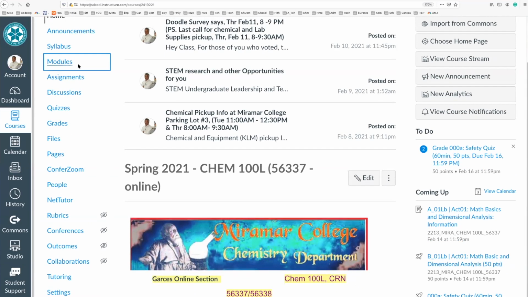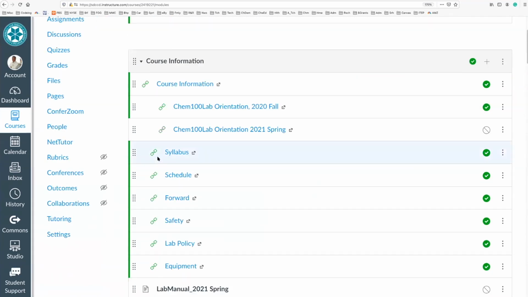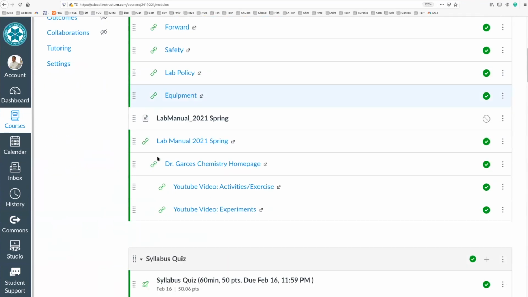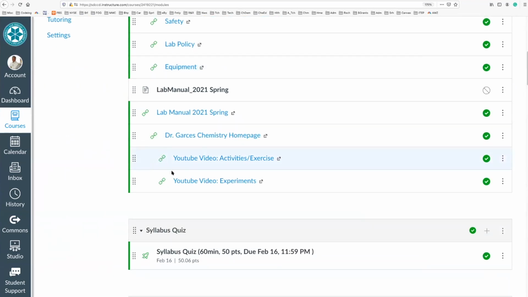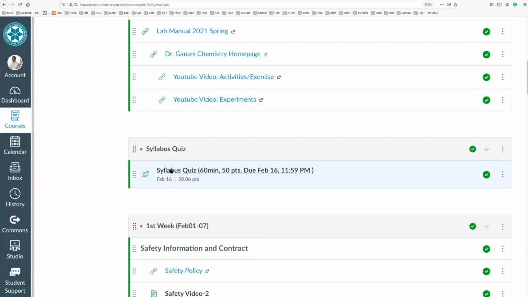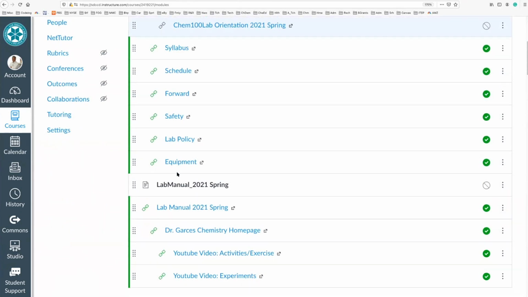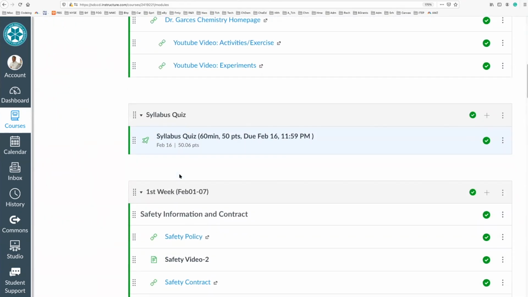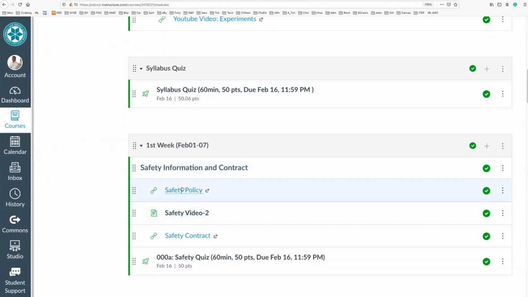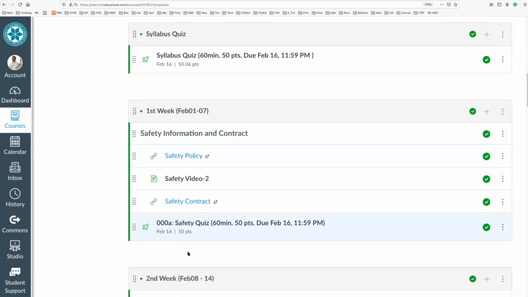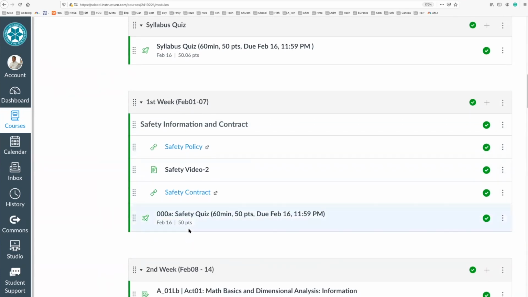and remind you about what's coming due. If you go to the module, you'll see that the syllabus quiz is due. So make sure that you complete that by the 16th. That's next Tuesday. And then there's also a safety quiz. I believe the safety quiz is right here. Watch the safety video and then take the safety quiz right here. And that's due on the 16th as well.